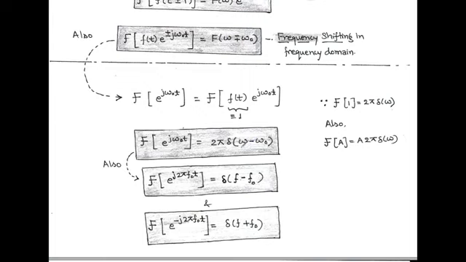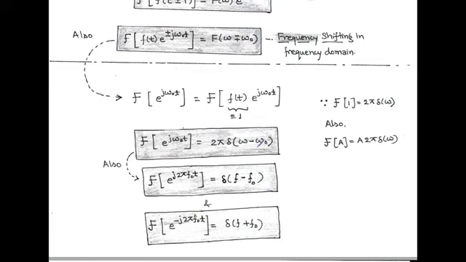So in this case, the Fourier transform of e to power j omega naught t is 2 pi del omega minus omega naught, because here the exponential has a positive sign, so there is a shifting in the frequency domain with negative sign. So the Fourier transform of e to power j omega naught t is 2 pi del omega minus omega naught, and in place of omega naught we can write 2 pi f naught.